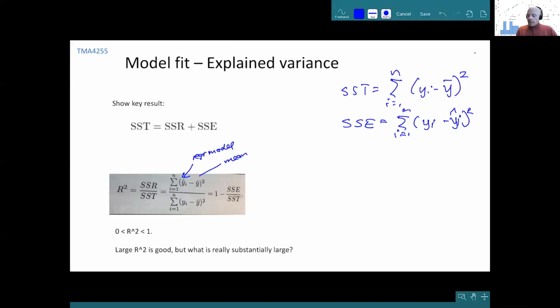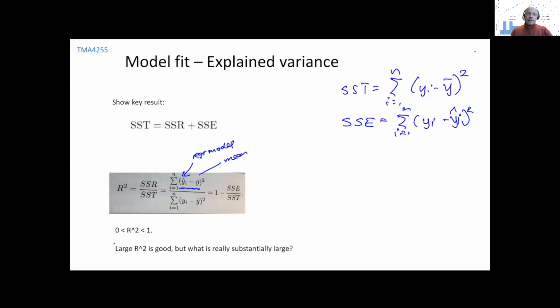If the regression model doesn't explain much at all, it just slightly explains more than just taking the mean, then SSR is close to 0. These two are almost the same. So that means R squared is close to 0. There's no kind of predictive element in the covariates.